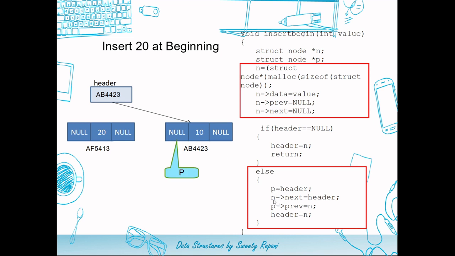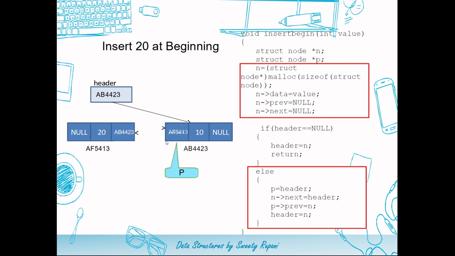Once p points to that node, we can update next part of n with a header value. We can fetch the value so as to make a pointer like this, followed by which we are writing previous part of p to be equal to n. P is pointing to a node with a data value 10 and this is required to be updated. We get the address of its previous node from a newly created node n.